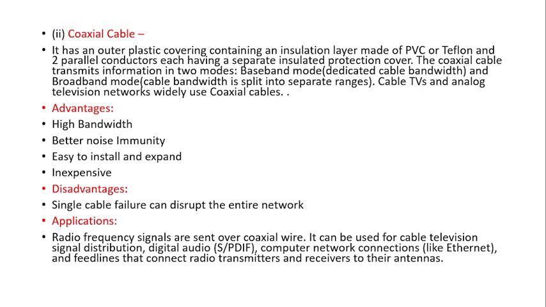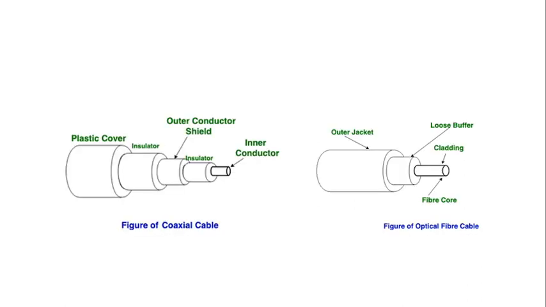The cable TV as well as the analog television network widely uses the coaxial cable. Some of the advantages of coaxial cable are high bandwidth, better noise immunity, easy to install and expand, and it is not so costly, right? The disadvantage is that cable failure can disrupt the entire network. So if there is a breakage or any interruption in the cable, the entire network will go down. The applications where we can use this are signal distribution cable, cable television, digital audio, and computer network connections.